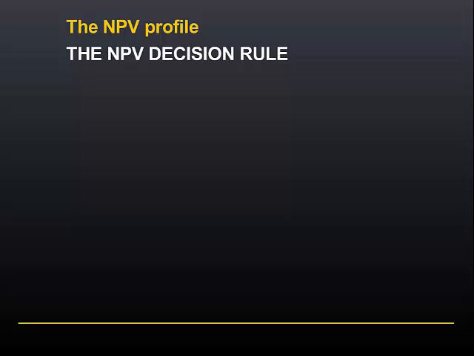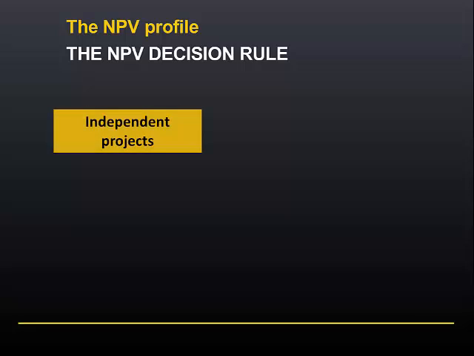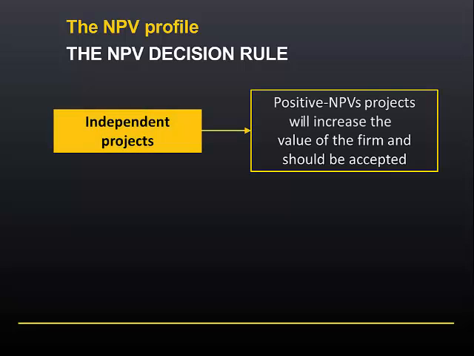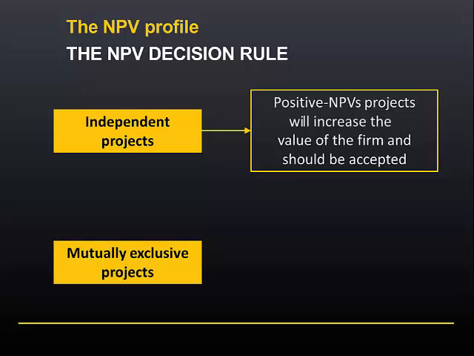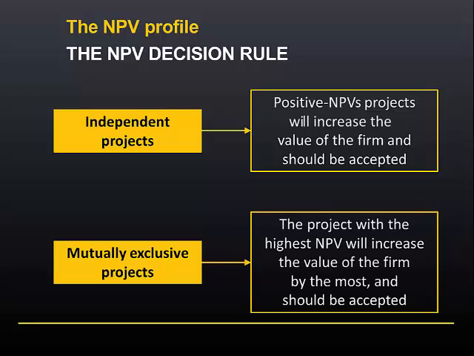In an earlier module in this topic, we looked at the net present value decision rule. For independent projects, positive NPV projects will increase the value of the firm and should be accepted. For mutually exclusive projects, the project with the highest NPV will increase the value of the firm by the most and should be accepted. In all of the examples we've looked at so far, the cost of capital was given and we calculated the NPV from there.